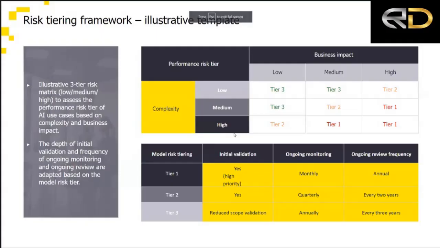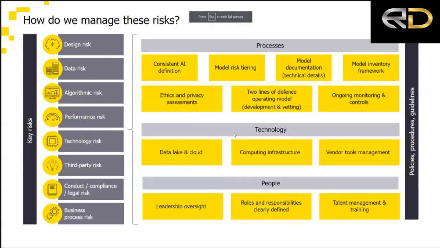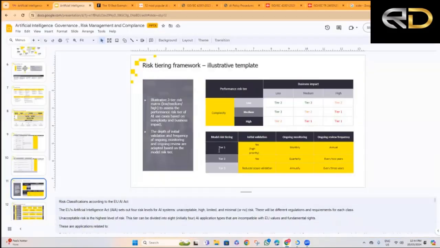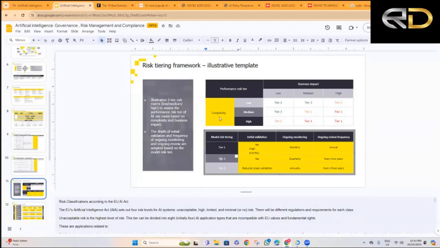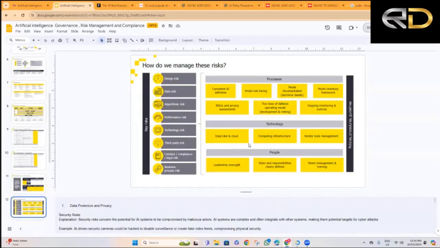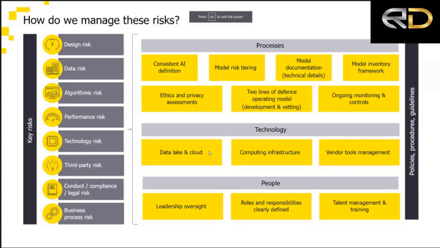After that has been done, we now need to know how I can manage this risk. At this point, this is going to be for the people who are in tier 1 and 2, depending on the complexity of the AI model and also the impact it has on your business. So we know what risks come with all AI models: design risk, data risk, algorithmic, and performance risk. Those are the four primary risks, and these are managed by processes.